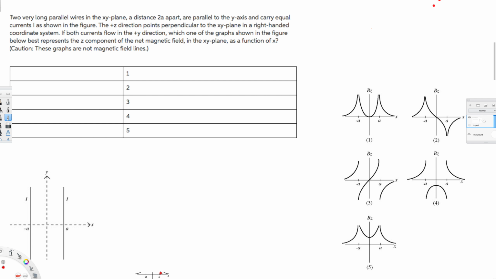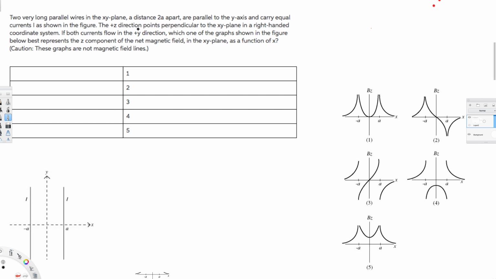What's going on, guys? Let's do this problem right here. This question is asking: two very long parallel wires in the xy plane, a distance 2a apart, are parallel to the y-axis and carry equal currents I as shown in the figure. So this is our picture and these are equal currents.